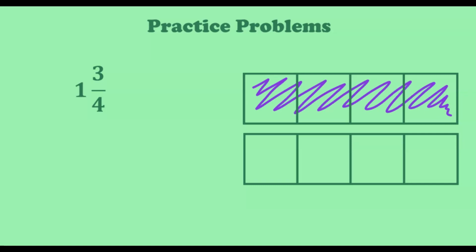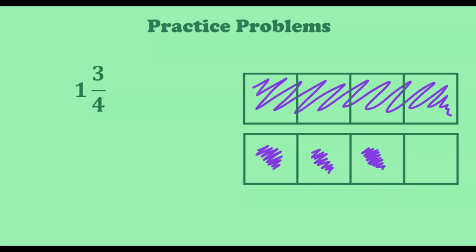And then next we have the proper fraction 3/4. So that means we need to shade a total of 3 of the 4 equal parts that the second rectangle has been divided into. So let's do that. So we shade one part, then we shade the second part, and then we shade this third part. So we have modeled the mixed number 1 3/4.